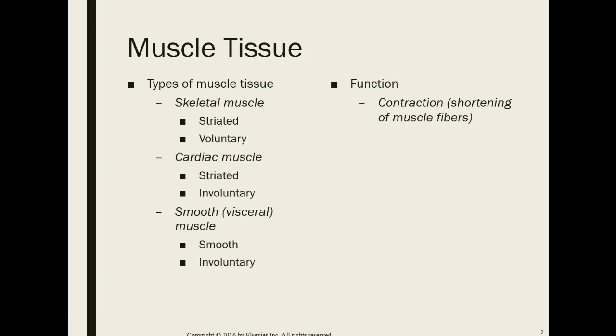The main function of muscle tissue is going to be contraction, or the shortening of those muscle fibers. If we're talking about skeletal, then it's movement. Cardiac is to pump the blood. Smooth muscle is to push substances through it. So if we think of fecal matter going through the intestine, that's all done through the contraction of the muscle tissue.